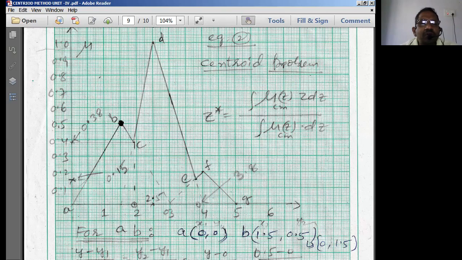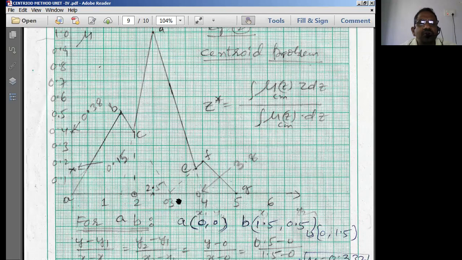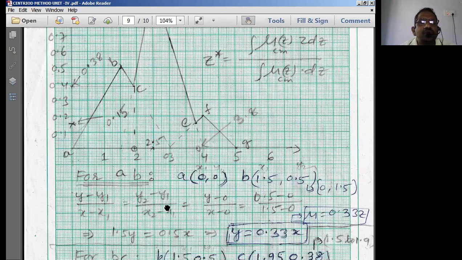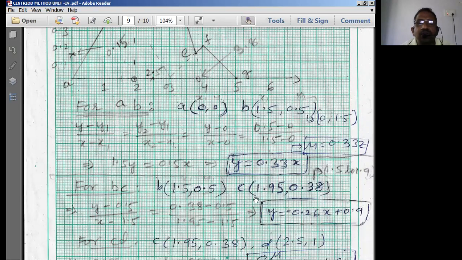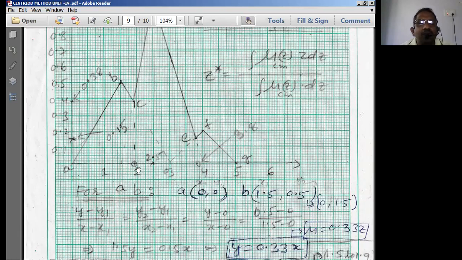Now, what are the x coordinate and y coordinate of B? The x coordinate is going to be 1.5, and the y coordinate is going to be 0.5. That is the maximum value of the first set. Then let us come to C. What is the x coordinate of C? Up to here it is 1.5, so it is going to be some value nearer to 2, around 1.95 for C.